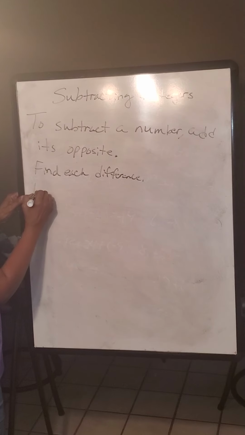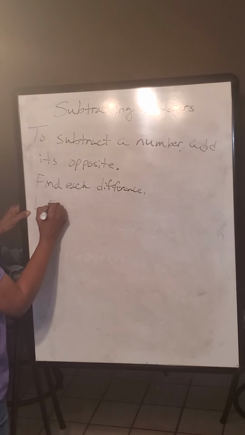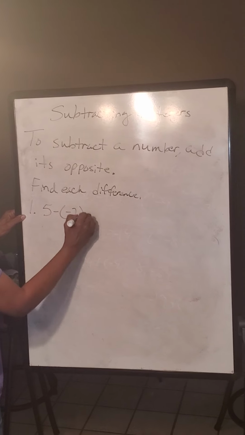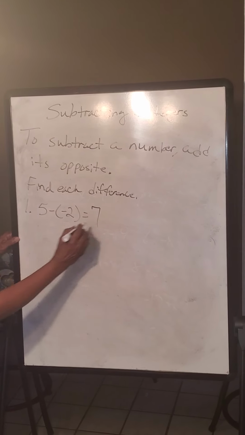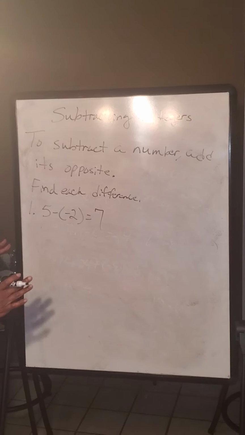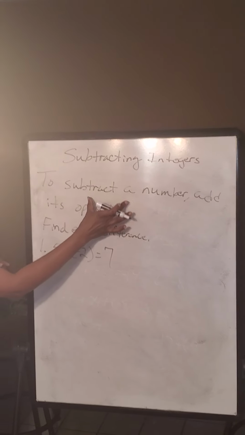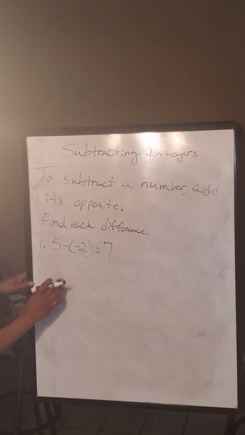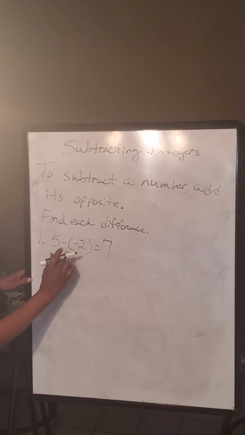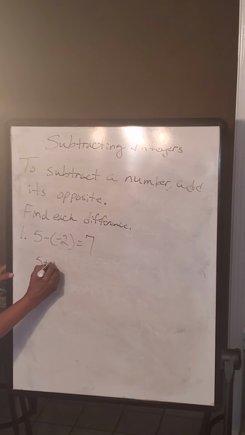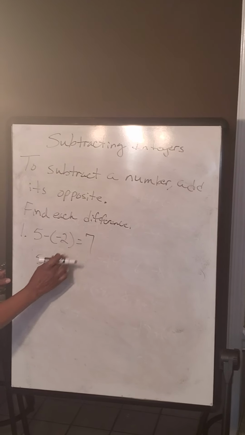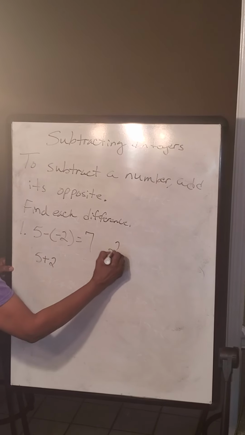This will be example 1. 5 minus a negative 2. Well, 5 minus a negative 2 will give you a positive 7. Now, if you can't see that by looking at it, let's use the rule. The rule tells me to subtract that negative 2, add its opposite. The opposite of a negative 2 is a positive 2. That is how you get your 7.